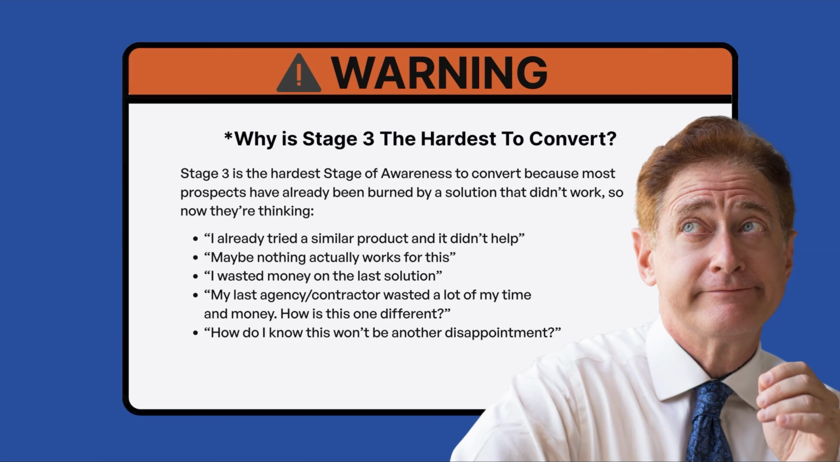So why is stage 3 the hardest stage to convert? Let's take a look at the reasons. In this stage, most prospects have already tried a solution that didn't work. They might be convinced that nothing actually works for their problems. This is much harder than stages 1 or 2 where they haven't tried and failed yet. In stage 3, you have to overcome both their previous negative experiences and their skepticism.